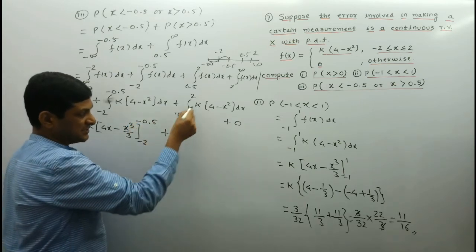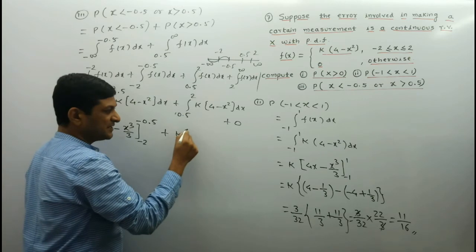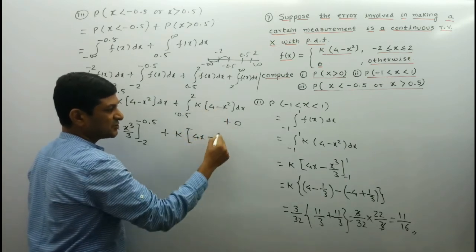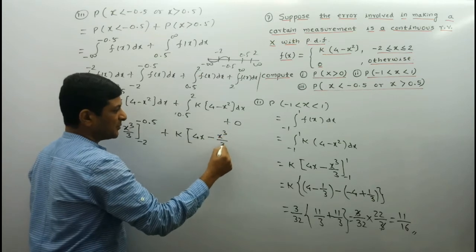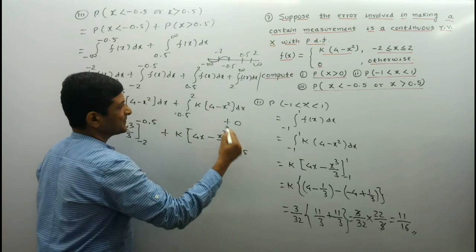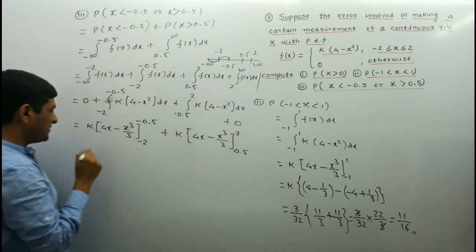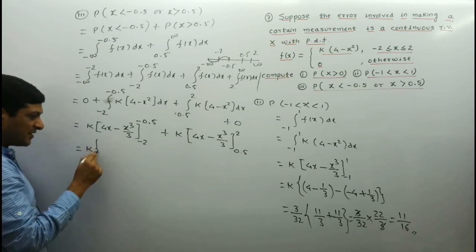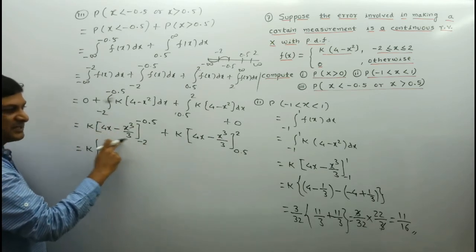Plus, keep it as it is. Here also k is a constant, take it outside the integration. Here integration of 4 is 4x, minus integration of x square will be x cube upon 3, and in this case limits are from 0.5 to 2. So if you want, you can take k common from both the terms. If we take k common from both the terms, this will be the remaining term.